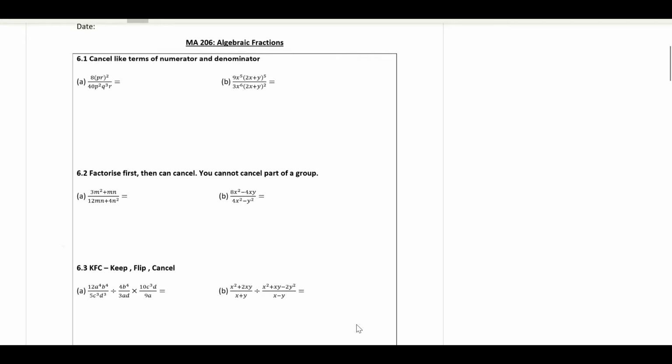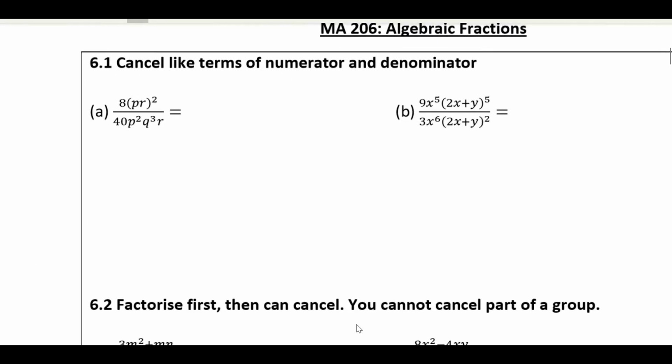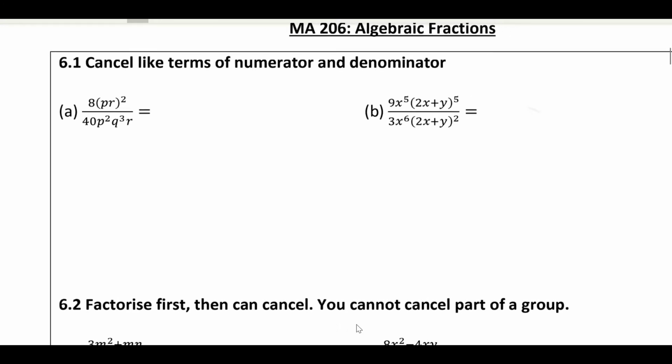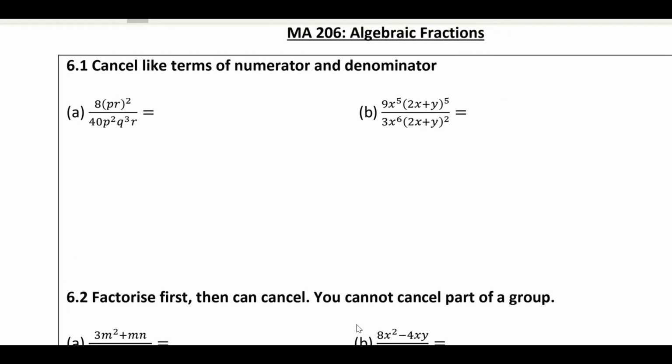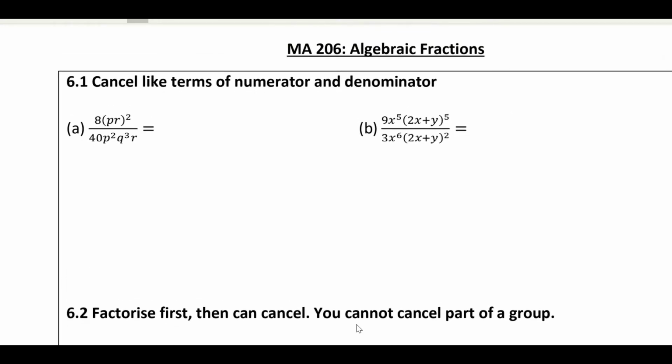Okay, so first thing is you can cancel the like terms of numerator and denominator, but many students have misconception about this cancelling thing. You can only cancel when they are a multiple of each other or multiple of a group. So for example, things like this, first you have this square, so let's open the square. You have 8p square r square, the square goes to p, the square goes to r, over 40p square q cube r.